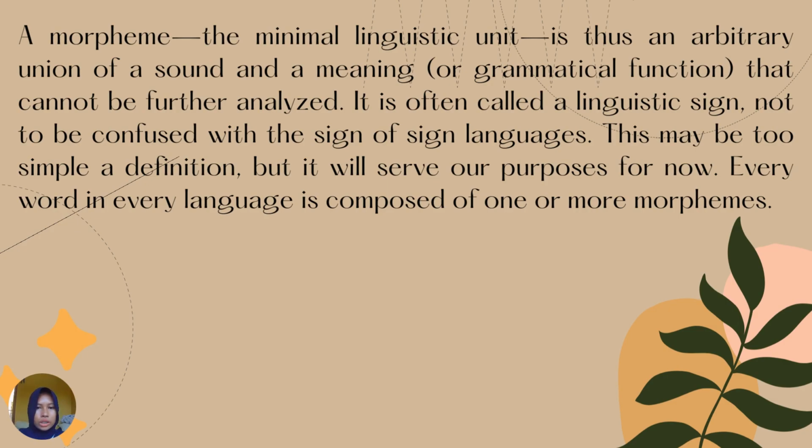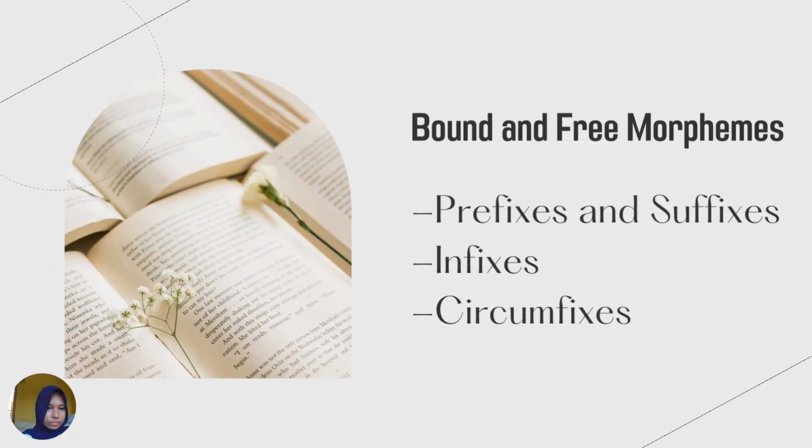A morpheme is thus an arbitrary union of a sound and a meaning or grammatical function that cannot be further analyzed. It is often called a linguistic sign, not to be confused with the sign of sign languages. This might be too simple a definition, but it will serve our purpose for now. Every word in every language is composed of one or more morphemes. Bound and free morphemes, prefixes and suffixes, infixes, and lastly circumfixes.